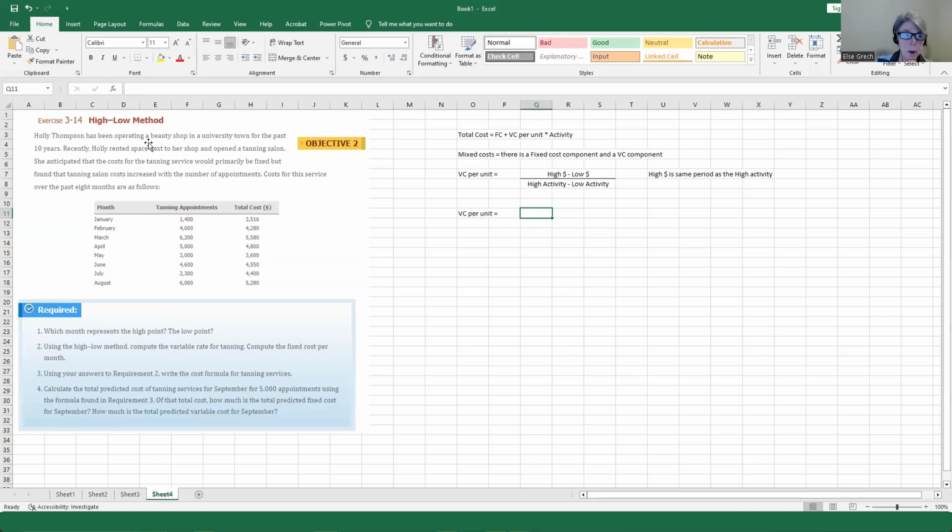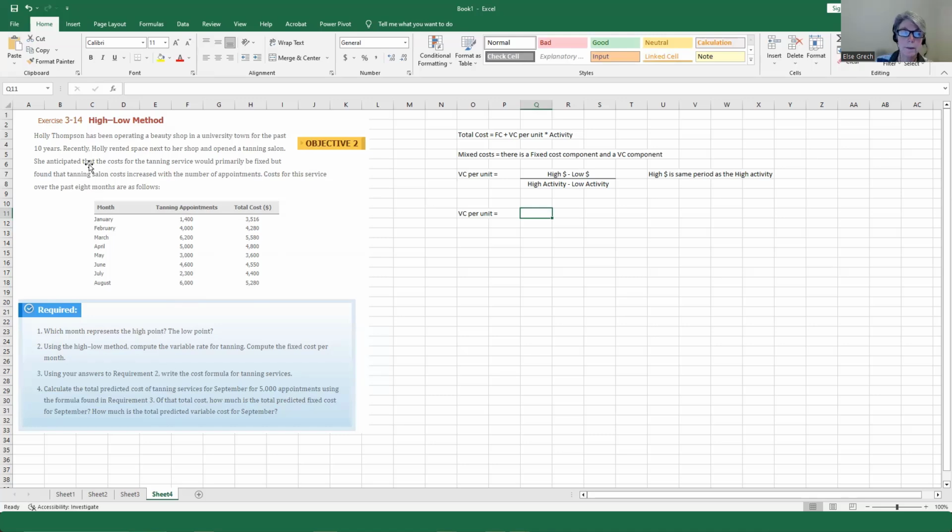Holly Thompson has been operating a beauty shop in a university town for the past 10 years. Recently, Holly rented space next to her shop and opened a tanning salon. She anticipated that the cost for the tanning service would primarily be fixed, but found that the tanning salon costs increased with the number of appointments. Costs for this service over the past 8 months are as follows. Then they give us the tanning appointments and the total costs.